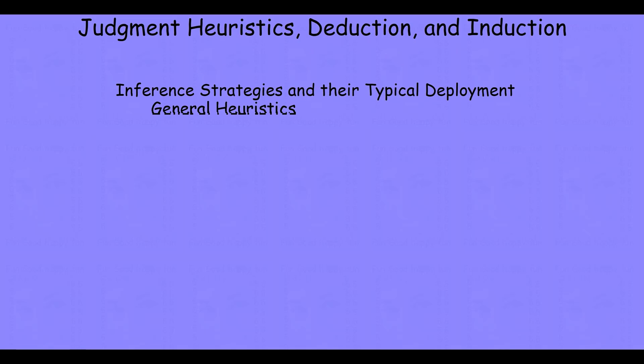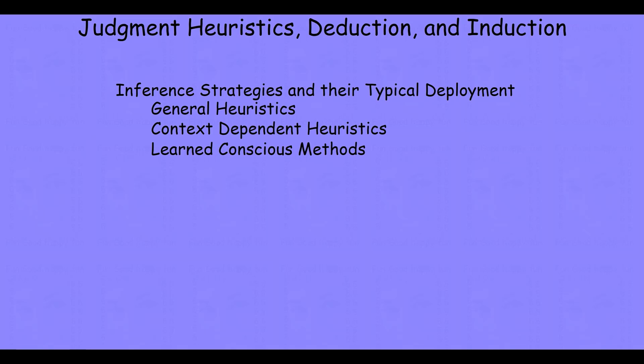So now with that background under our belt, let's turn our attention to thinking about native human inference strategies. Let's start by just looking at some general kinds of inferences that human beings make. So we'll talk about general heuristics, context-dependent heuristics, and learned conscious methods. Then we'll talk about how psychologists categorize these into two general groupings, System 1 and System 2. We'll go on then to talk about the properties of System 1 and System 2 and how they potentially interact with each other in problem solving in the real world.